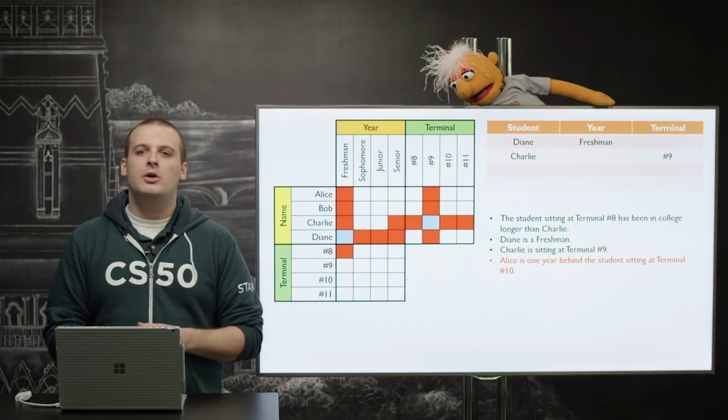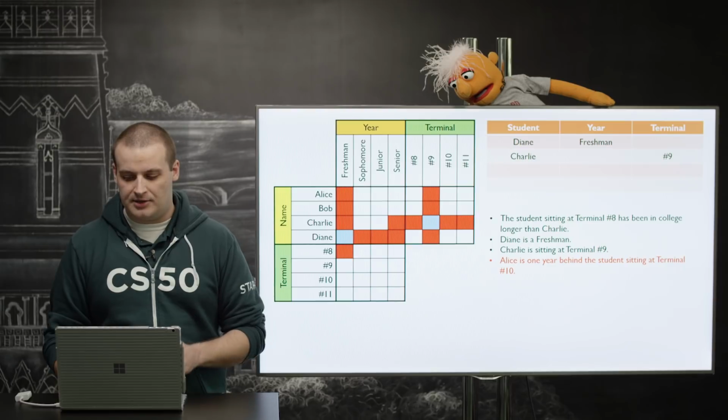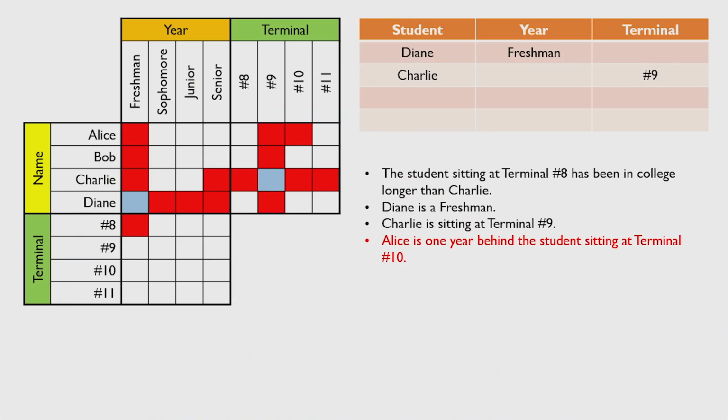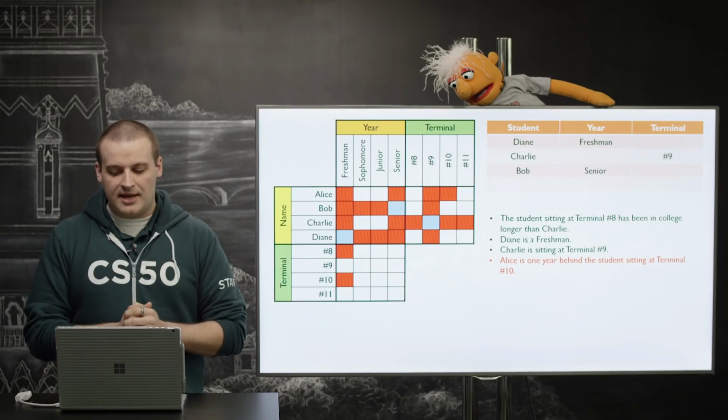So much like the first clue, we actually get 3 pieces of information out of this directly. The first is that, of course, Alice is not the student seated at terminal 10, for the same reason: we're talking about 2 different people here. The next is that the person seated at terminal 10 cannot be a freshman because Alice is 1 year behind them. And it also means that Alice cannot be a senior because she is 1 year behind the student seated at terminal 10. But what does this also tell us?